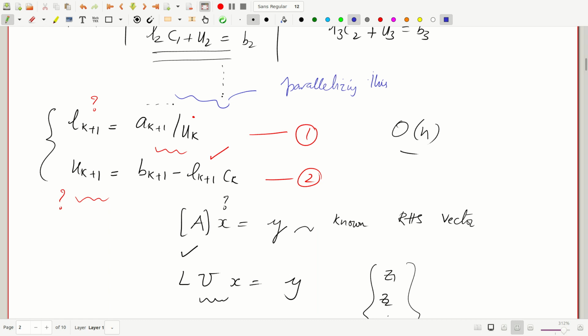So as a result, the Gaussian elimination or LU decomposition in this particular form can only be computed sequentially, and it is not suitable for parallel implementation.